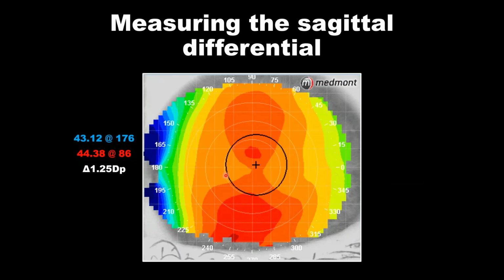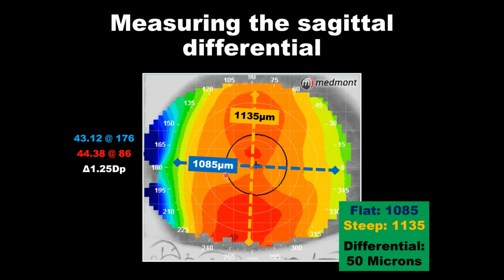sagittal depth. So essentially what we're looking for is what is the sagittal depth across the flat, not what is the radius across the flat, what is the height of the eye across the flat. What is the height of the eye across the steep meridian? And the difference between those tells you essentially the peripheral corneal toricity of the eye. But instead of measuring it as radius, we're measuring it as microns, as height difference.